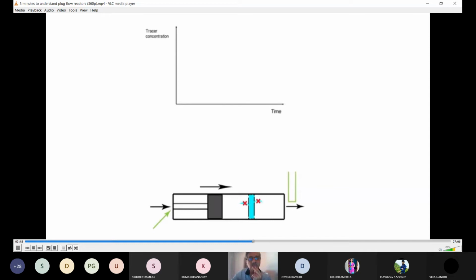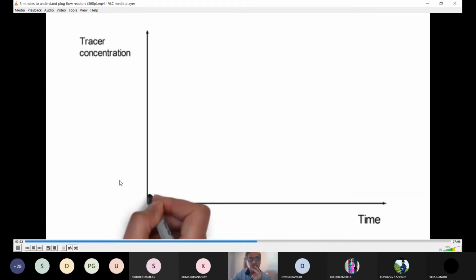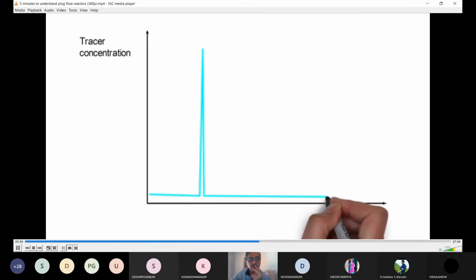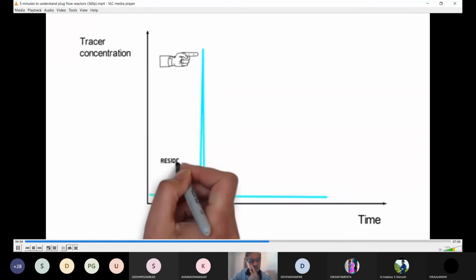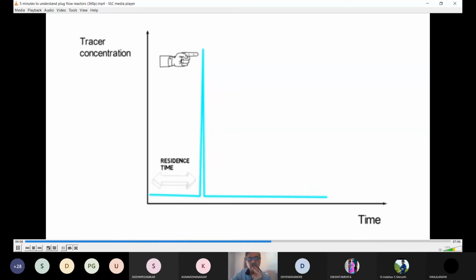At the outlet as a function of time. If the reactor is a perfect plug flow reactor, the exit signal will have this shape. We can see the pulse input corresponding to the injection of the tracer, which is just shifted in time. All of the molecules have the same residence time, which is the time measured between the injection of the tracer and the peak observed at the exit.